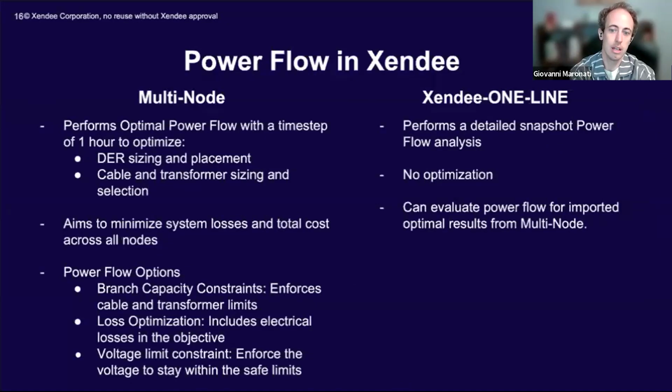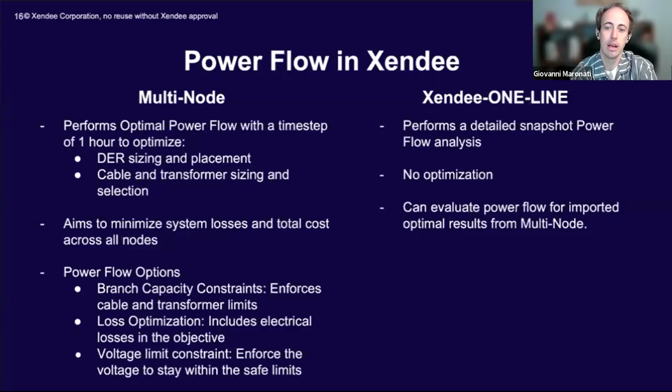So in Xendee design, as I said, power flow is coupled to the techno-economic optimization. This is done via optimal power flow on an hourly time step. So Xendee design basically decides not just how big the DERs should be, but in which node to place them, which cables or transformers to use, and how to operate them on an hourly basis. Basically, the key constraints that we enforce, in addition to all the constraints about the microgrid, are the branch capacity to make sure that we are not overloading cables and transformers, voltage limits, and we also enforce losses.